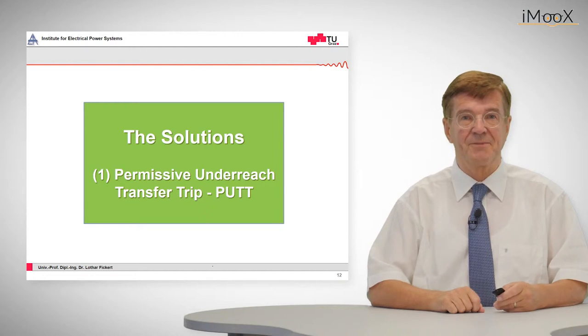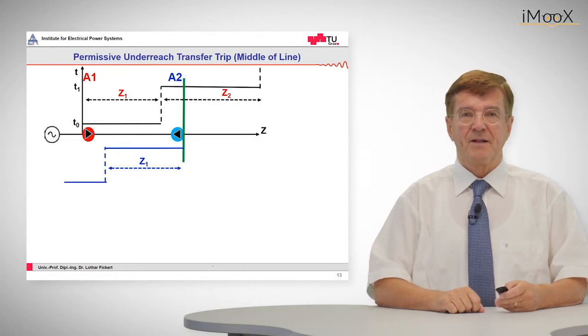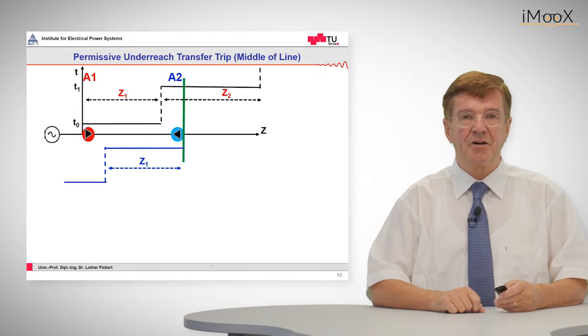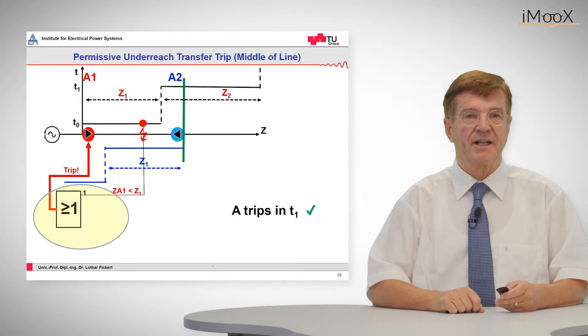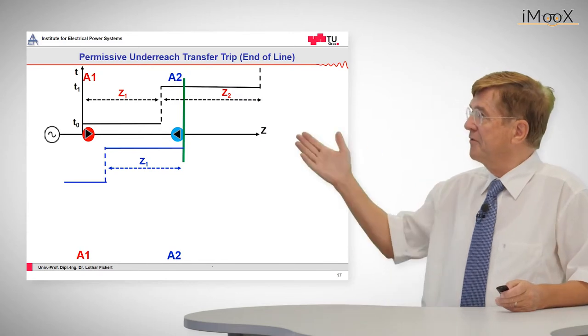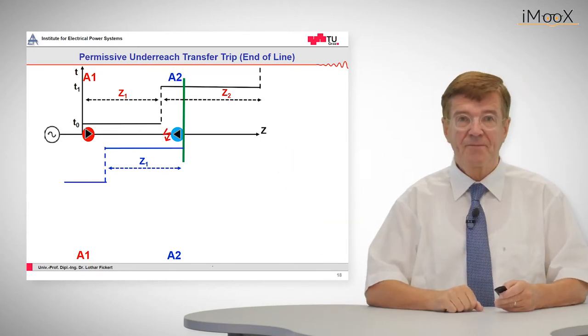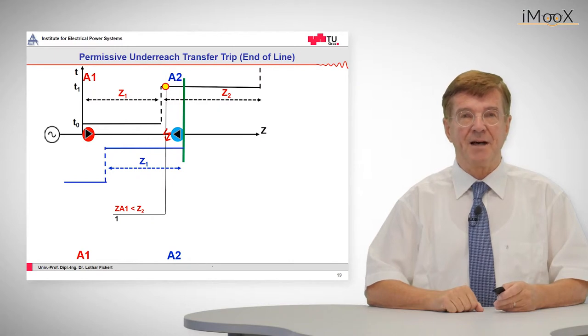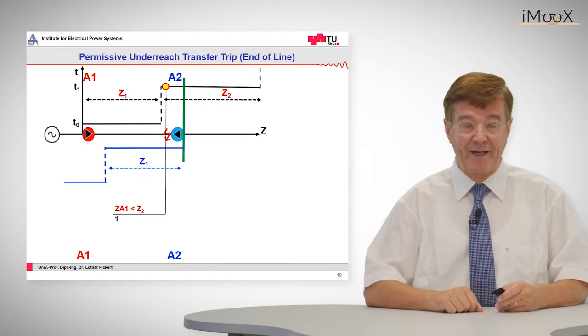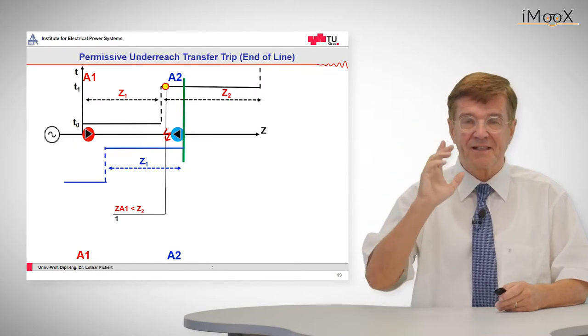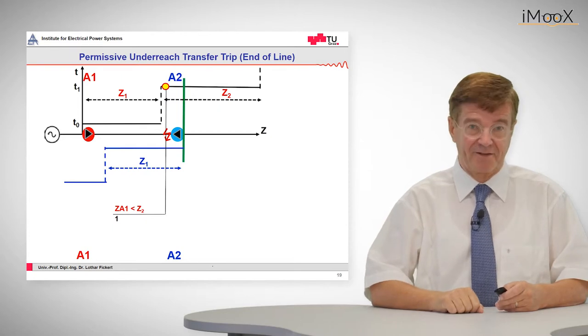We start with solution scheme number one, the so-called permissive underreach transfer trip, or PUTT. We have again a fault at the middle of the line, and that will be tripped by distance protection A, just as before. Now what happens if we have a fault at the end of the line? The relay A1 picks up and normally would wait till the time T2 has expired, but in this case it will just store this measurement, something like a starter.